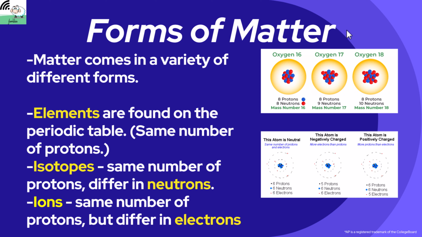You also see oxygen there with a mass number of 17, indicating that it has 8 protons and 9 neutrons, and oxygen-18 with 8 protons and 10 neutrons. We've already discussed a little bit about isotopes when we did average atomic mass, but I really wanted to break it down for you here.